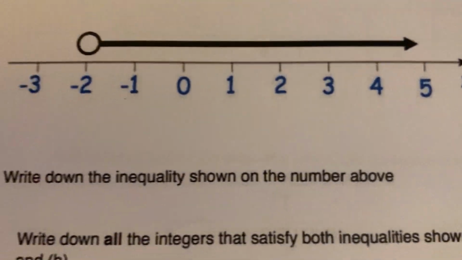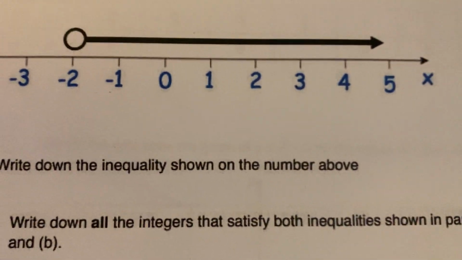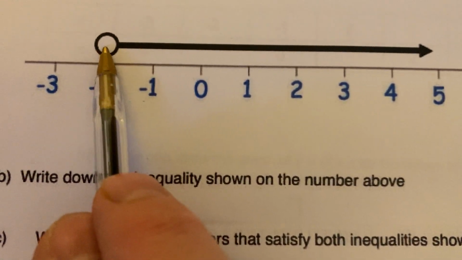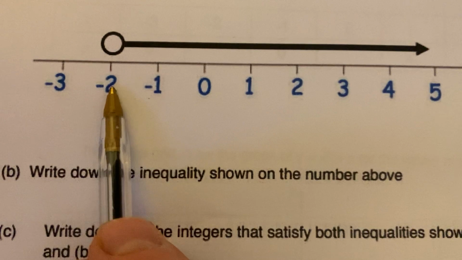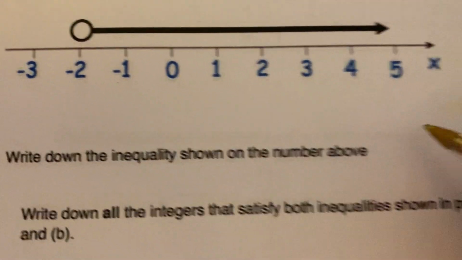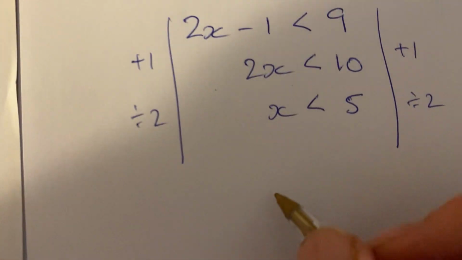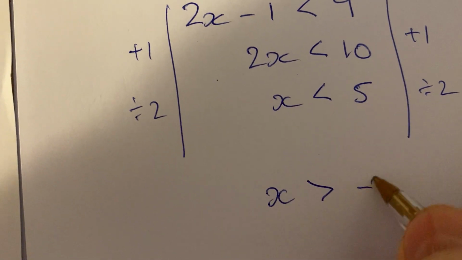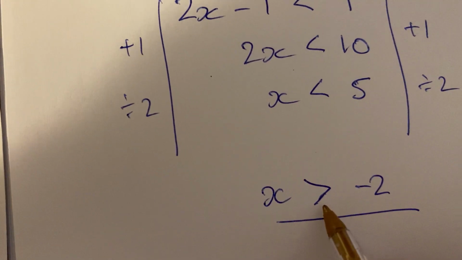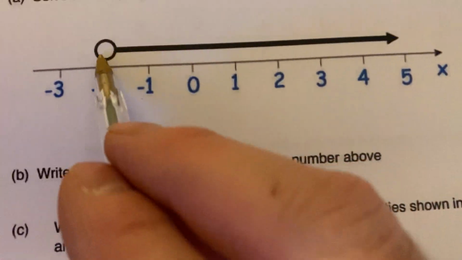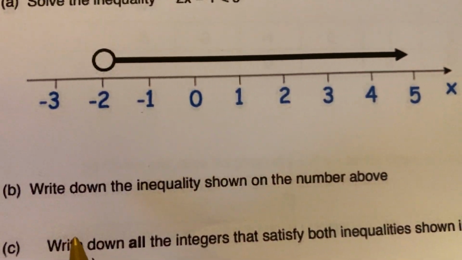Then it says here, write down the inequality shown on the number line. Now this doesn't cover it, so it means it doesn't stand on the -2, but it goes to the right. So our x value is greater than -2, not equals 2. Equals would be if it was shaded in, because it'd be standing on the -2, but it's not, going to the right.